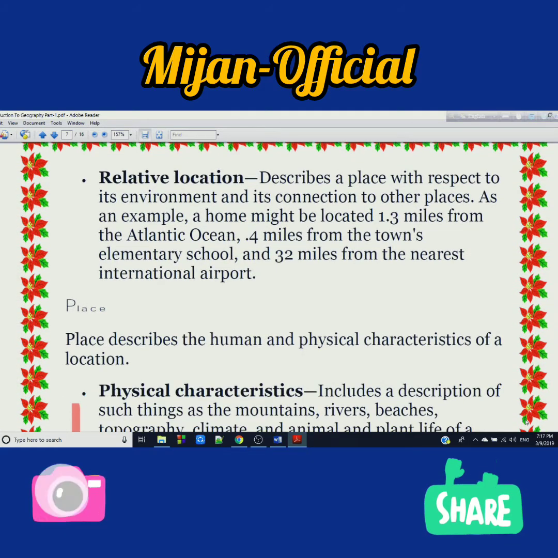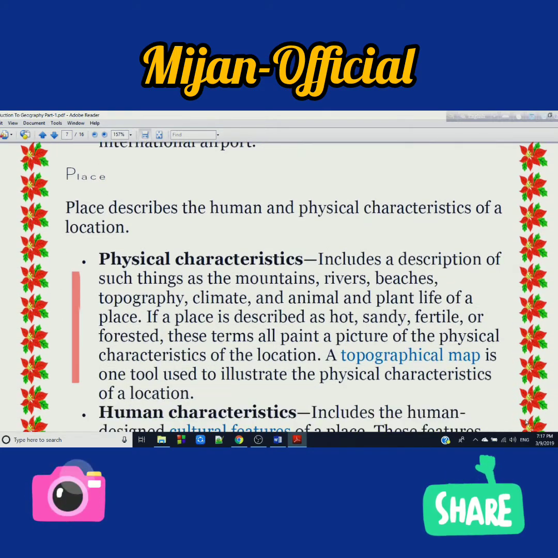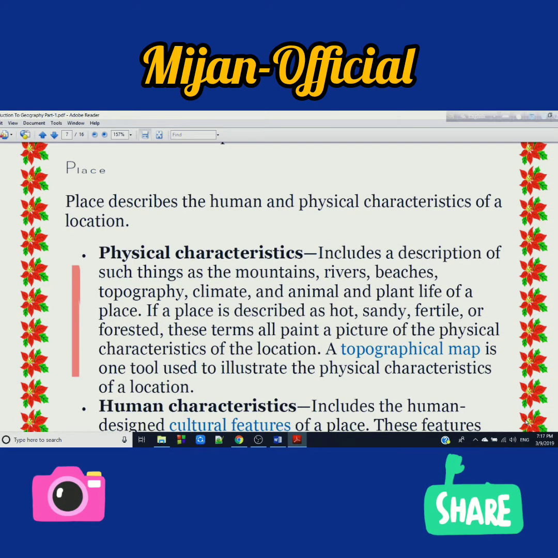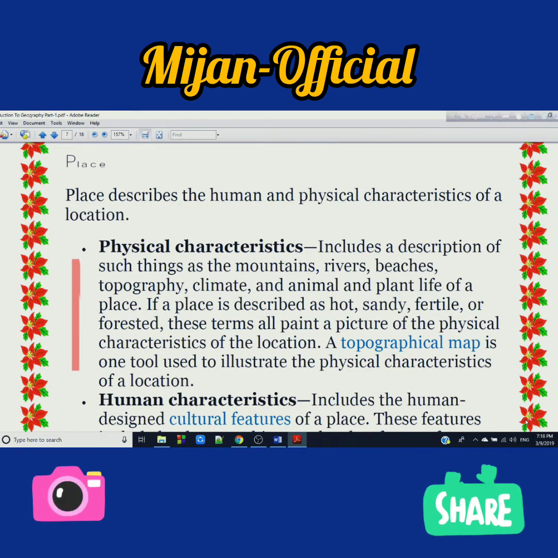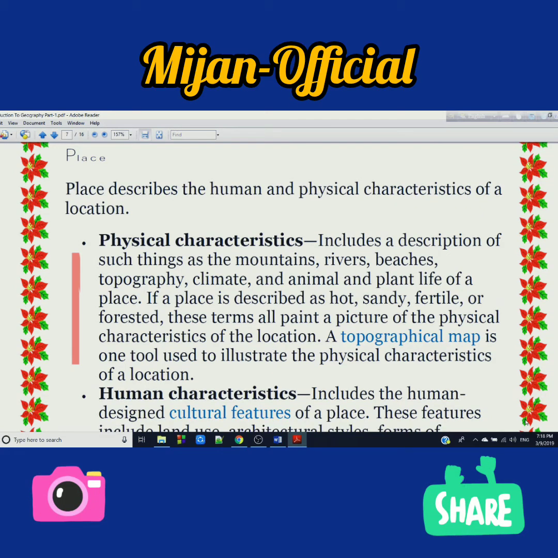Place. Place describes the human and physical characteristics of a location. Physical characteristics include a description of such things as the mountains, rivers, beaches, topography, climate, and animal and plant life of a place. If a place is described as hot, sandy, fertile, or forested, these terms all paint a picture of the physical characteristics of the location. A topographical map is a tool used to illustrate the physical characteristics of a location.